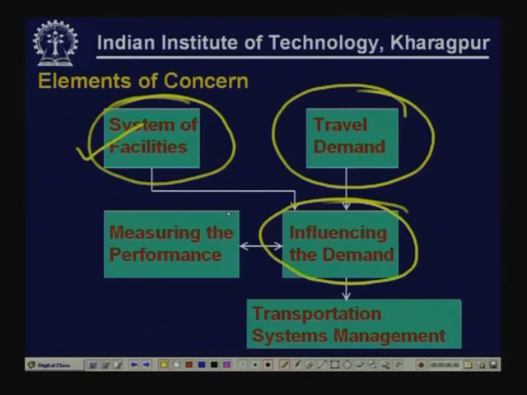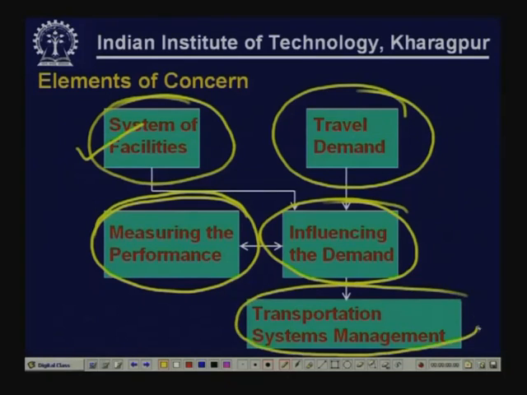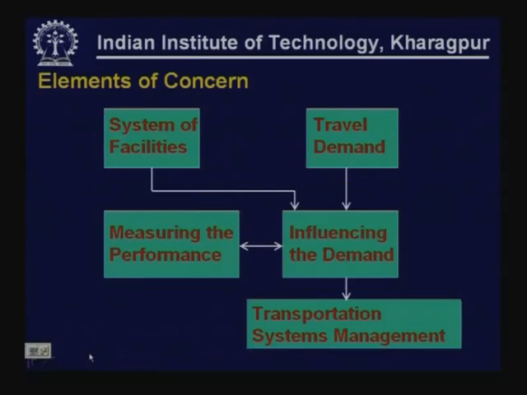Influencing the demand is another aspect. Can we influence the demand? Should we influence the demand? If so, in which ways? Then measuring the performance of the overall transportation system, and then transportation systems management. So, these are the five major elements of concern, and let us try to understand each of these elements in detail.